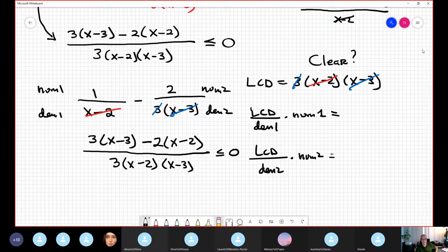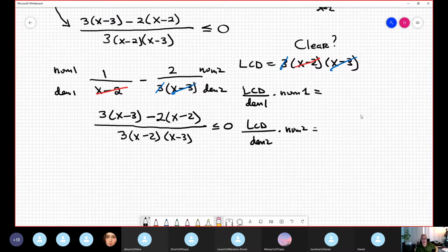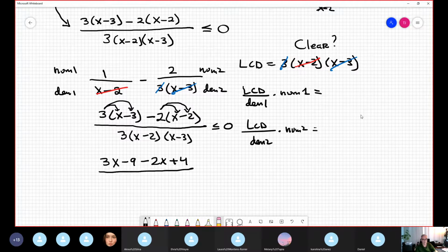So the thing I am doing is condensing into only one fraction. And leave it like that? Of course, no. You apply now the distributive property, and combine later, always, like in algebra. We are doing 3x minus 9 minus 2x plus 4, divided by 3 times x minus 2 times x minus 3, less than or equal to 0.